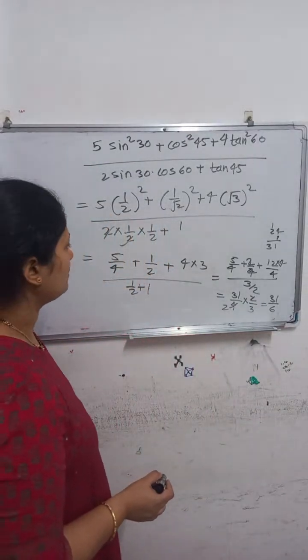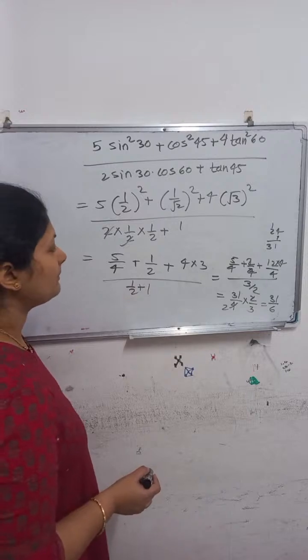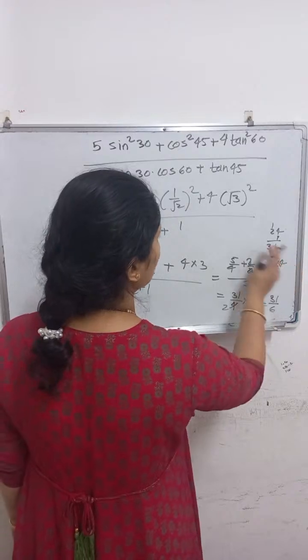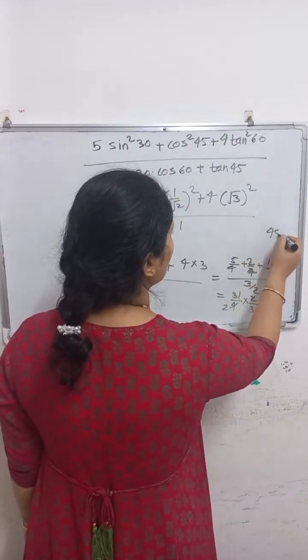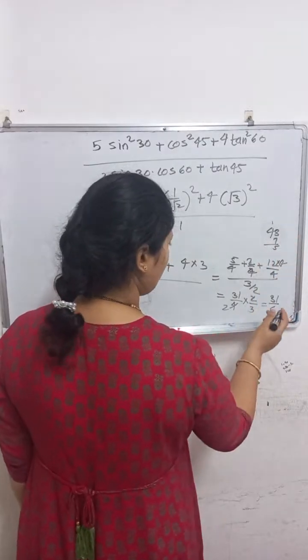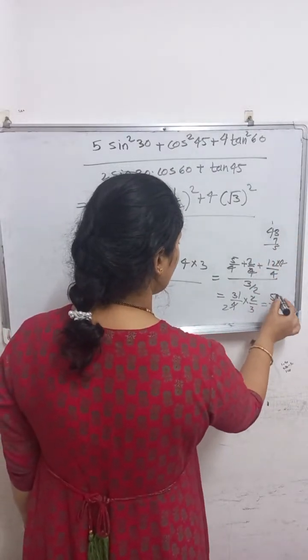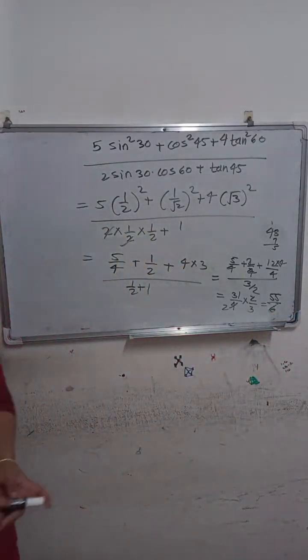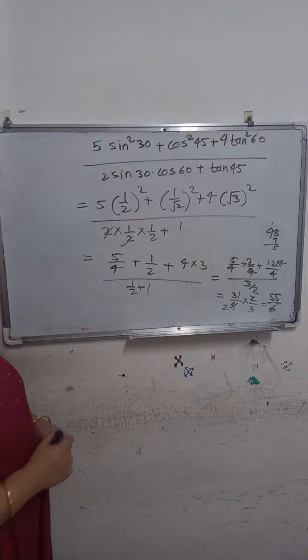Okay, check. You are getting the same? Oh, wait a minute. Check this, sorry. Here 48 will come. 48 plus 7 is 55. So the answer will come 55 by 6. Answer is 55 by 6.